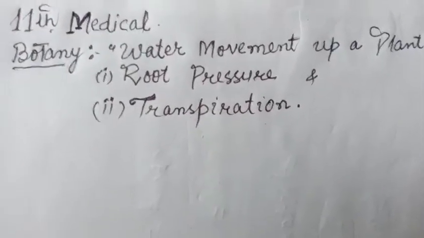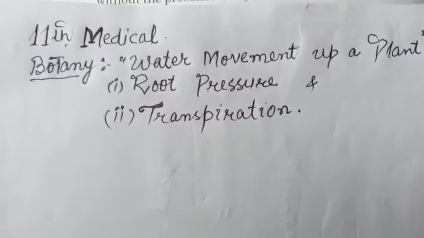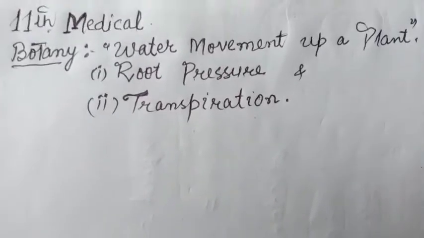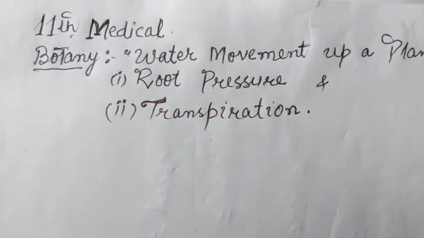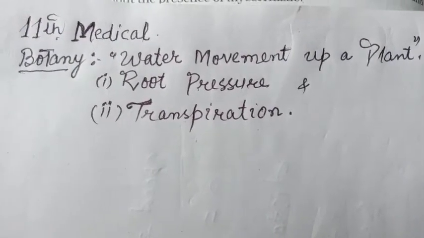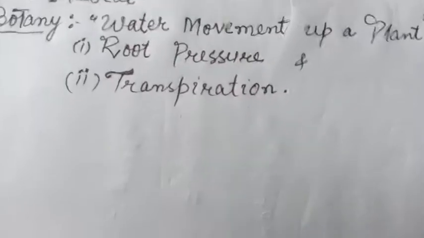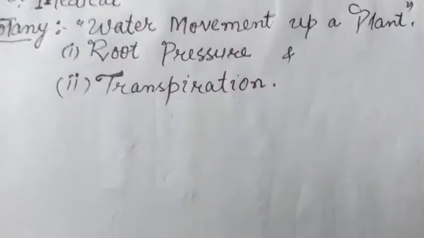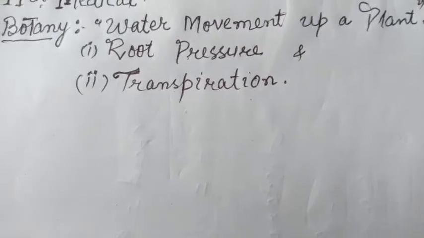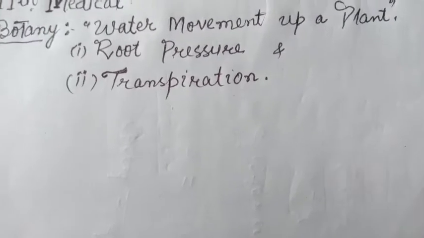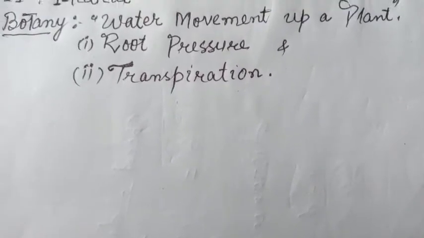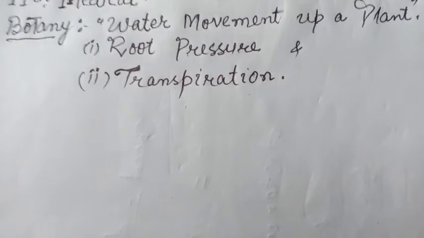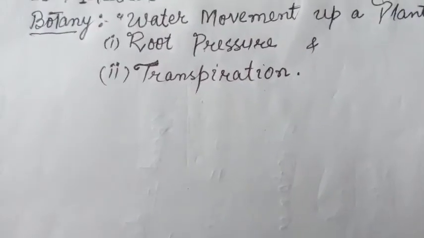Previously we noticed that water gets absorbed by the root hairs of the roots, which have a delicate membrane. The water diffuses into the root hair cells, and subsequently it gets transported to the xylem vessels, wherein the xylem becomes the carrier of the water. From here the water moves through the xylem and reaches every nook and corner of the plant.